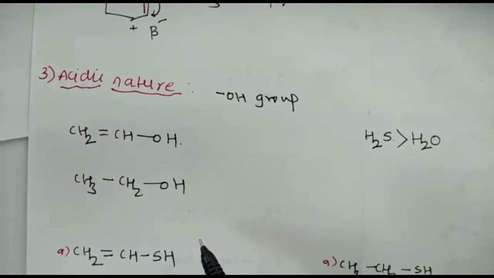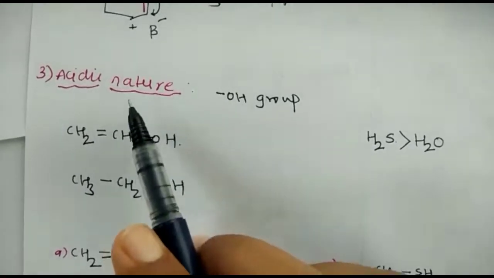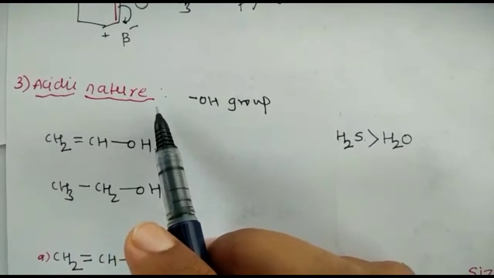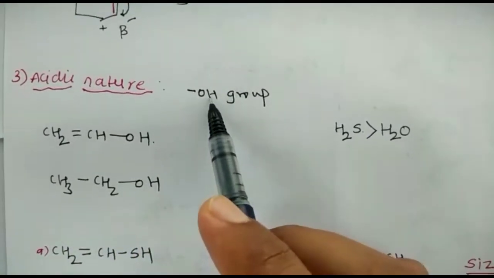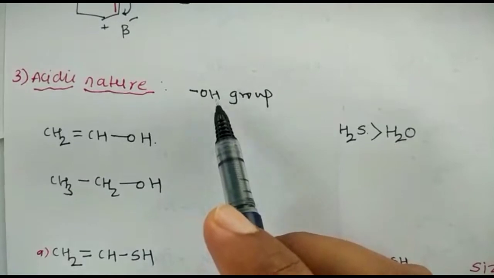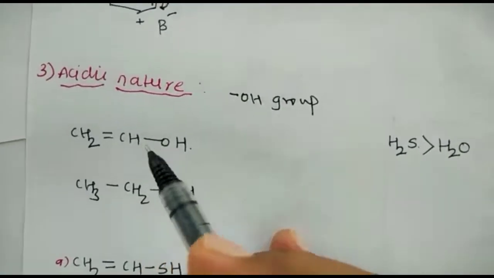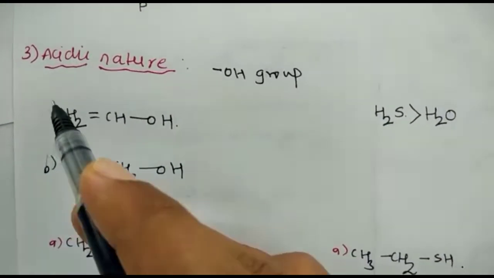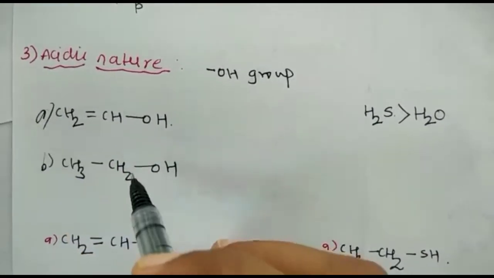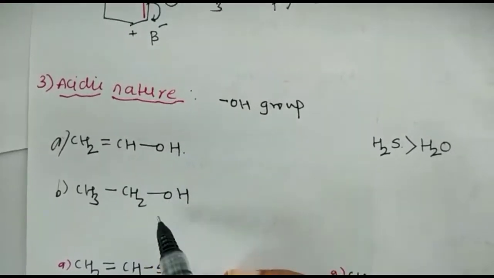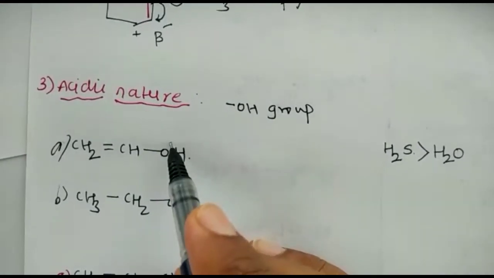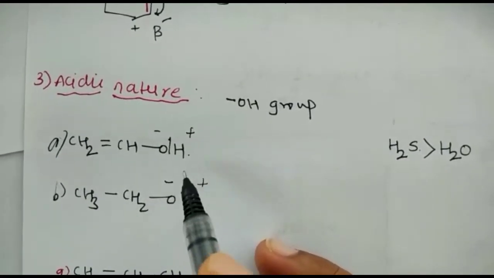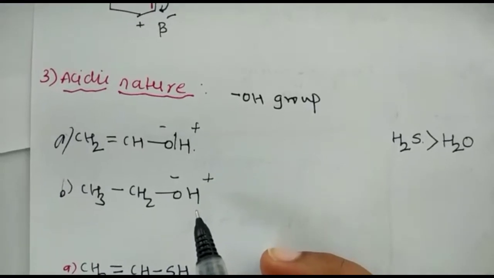Third application of mesomeric effect is the acidic nature of the OH group. So what is meant by acidic nature of the OH group? A species which easily gives H plus ions is called acidic in nature. So if I have two compounds, A and B, which one is more acidic in nature? See, if it breaks, this will be plus and this will be minus. Here is plus and this is minus. So among A and B, which one is more acidic in nature?